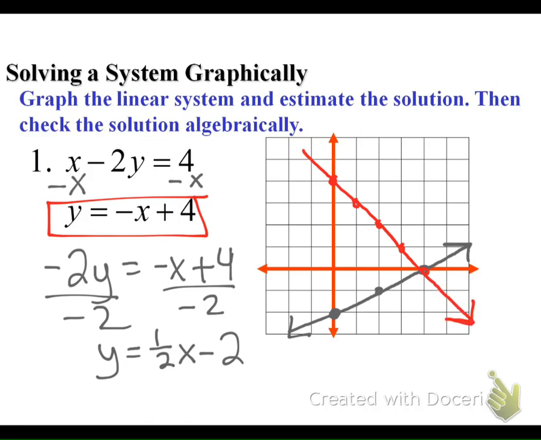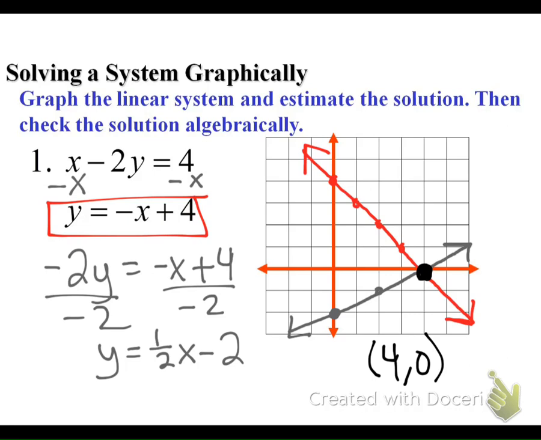So the solution for this system is where they intersect. This is the ordered pair that's going to make them both true. What is the ordered pair right there? 4, 0. You go over 4, up and down 0. So we just did the first sentence in the directions.